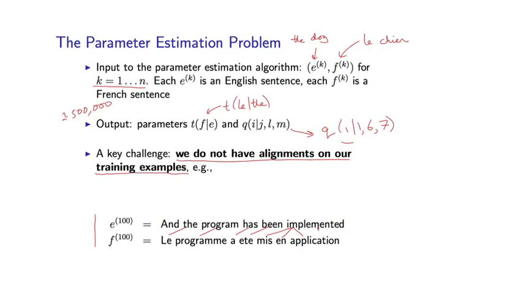So that's going to be the key challenge. And that is going to mean that we need to use something called the EM algorithm, which is really a rather remarkable algorithm. This can be used for estimation in this kind of scenario where part of the data is hidden or missing. These alignments are unobserved.